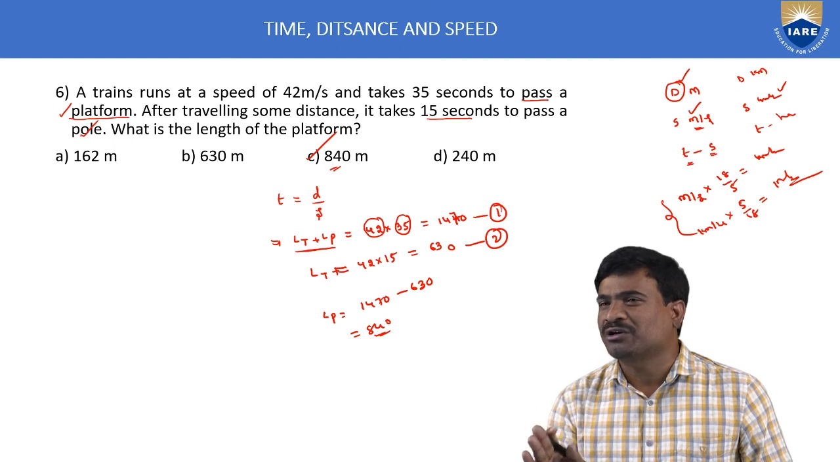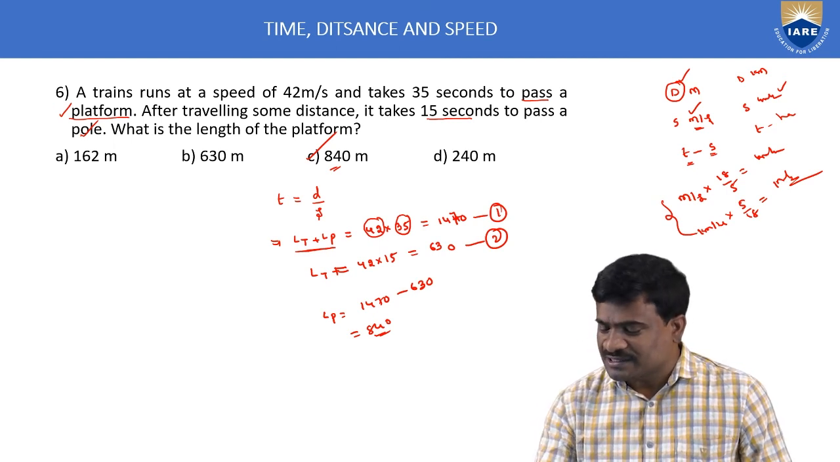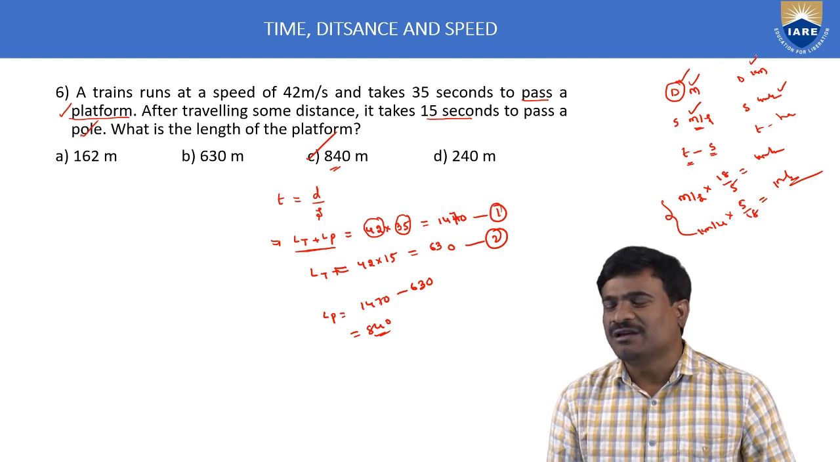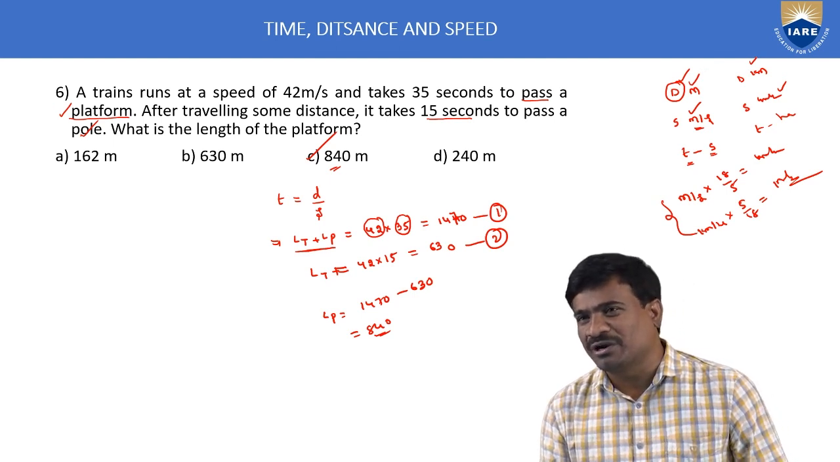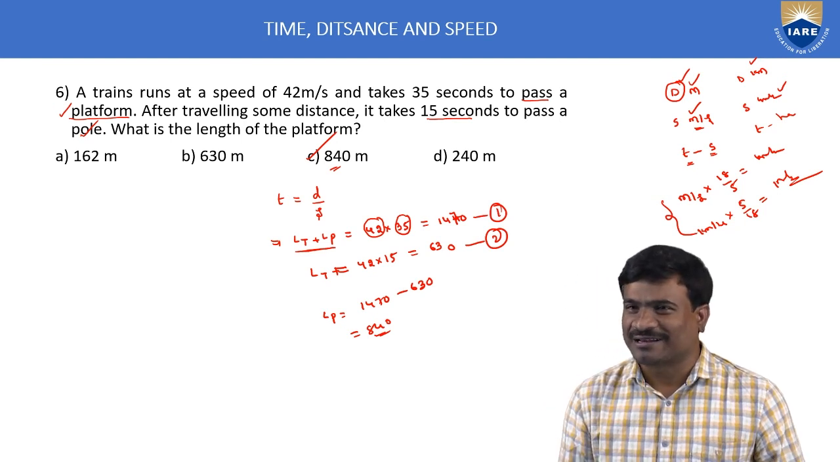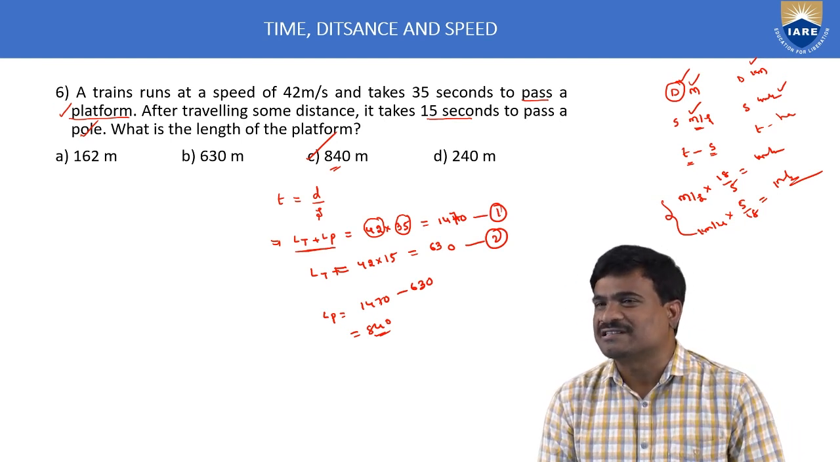In a complete problem, you need to convert everything to one side: either distance in meters or kilometers. For speed conditions, convert meters per second into kilometers per hour, and kilometers per hour into meters per second. This is about the time, distance and speed method.